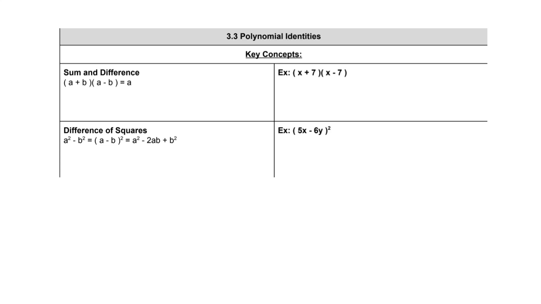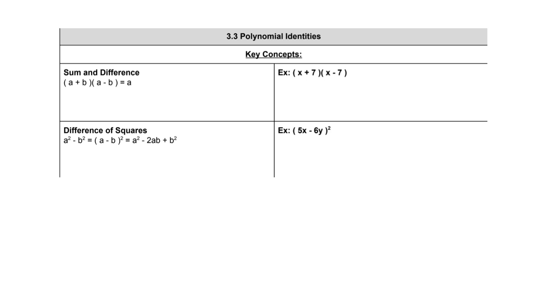Hi guys, this is the 3.3 notes on polynomial identities. So what we're going to start off with is some certain identities that we can use, and these help you skip over some things when factoring and going the opposite way as well. Okay, so the first one is called sum and difference.